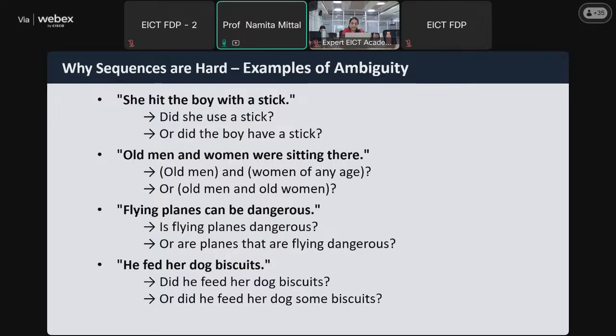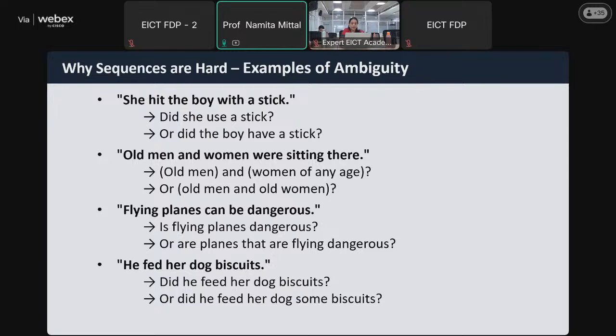Next, we have taken the example in the previous classes: flying planes. So flying planes is dangerous, or the planes that are flying are dangerous. So flying is with the plane, or flying is an adjective. Flying is a part of speech. What is the part of speech of flying? Is it a verb or an adjective? That is what we have to understand.